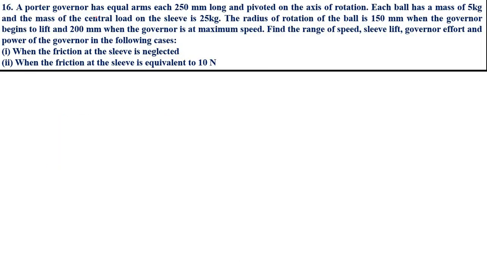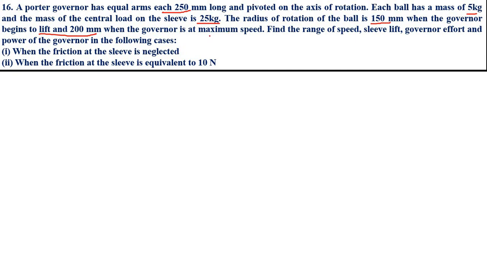The Porter governor has equal arms, each 250 mm long, on the pivot and axis of rotation. Each ball has 5 kg and the mass of the central load, capital M, is equal to 5 kg. The radius of rotation of the ball is 150 mm when the governor begins to lift. The governor is at maximum speed. So at minimum speed you get 150 mm radius of rotation, that means R1 is equal to 150 mm and R2 is equal to 150 mm.